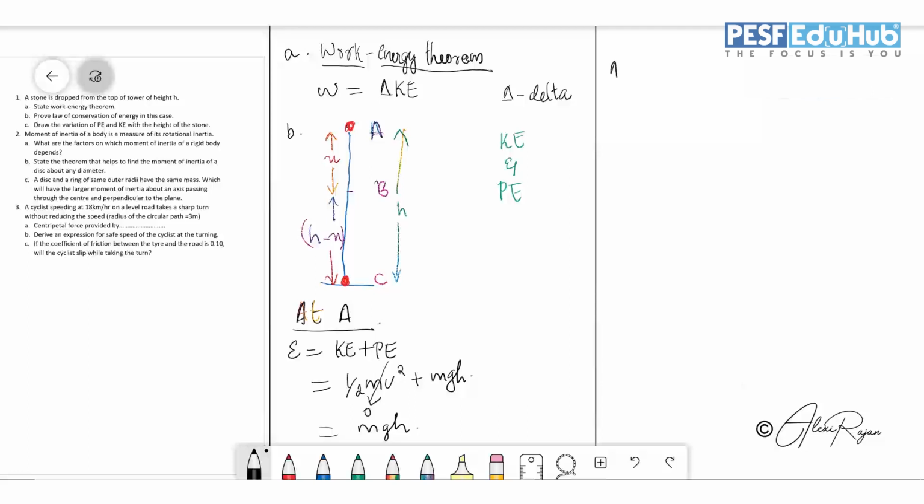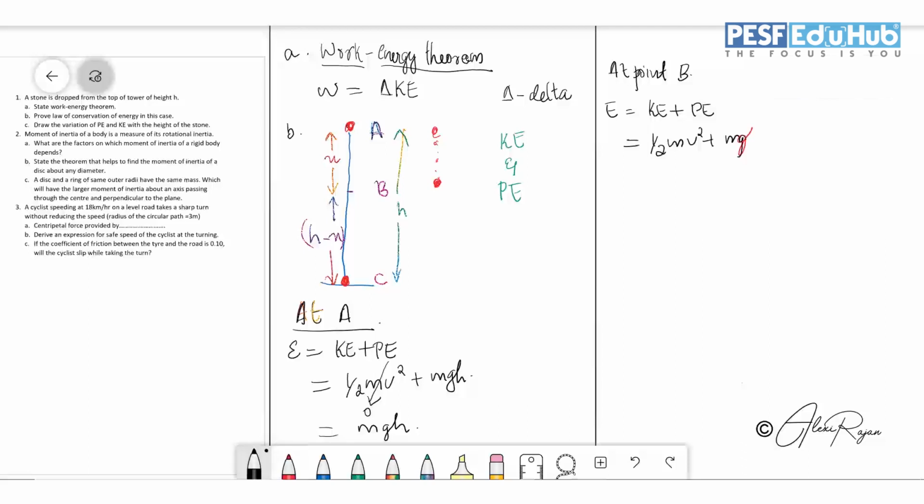Now just see at point B, what is the case? Here also energy is equal to kinetic energy plus potential energy. Kinetic energy is half mv square plus potential energy mgh. You all know that. But here the problem comes. The ball first came here, came here, came here, and it reaches point B.